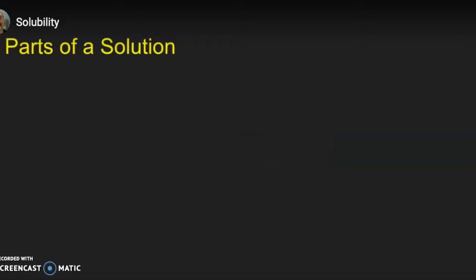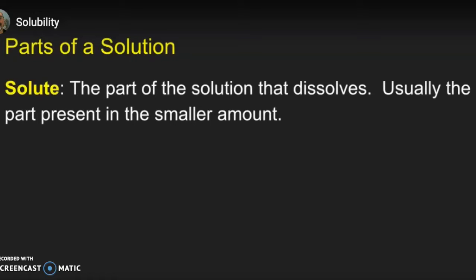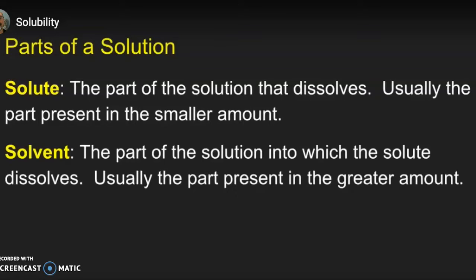First we need to understand the parts of a solution. We know what a solution is already: a homogeneous mixture, one phase. The parts of a solution are the solute and the solvent. The solute is the part of the solution that dissolves. Usually it's present in the smaller amount, so there's usually less solute than solvent. The solvent is the part of the solution into which the solute dissolves. Usually that's the part present in a greater amount. So a solution is made of a solute and a solvent.